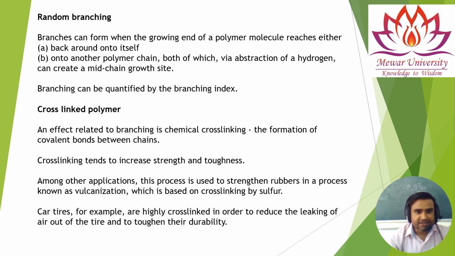Cross-linking tends to increase strength and toughness in the polymer. Among other applications, this process is used to strengthen rubbers in a process known as vulcanization. Vulcanization is the process of making rubber, in which the polymers are cross-linked by sulfur. Sulfur is an external component used for cross-linking in the vulcanization process. Another example is car tires, which are highly cross-linked in order to reduce leaking of air out of the tire and to improve their durability.